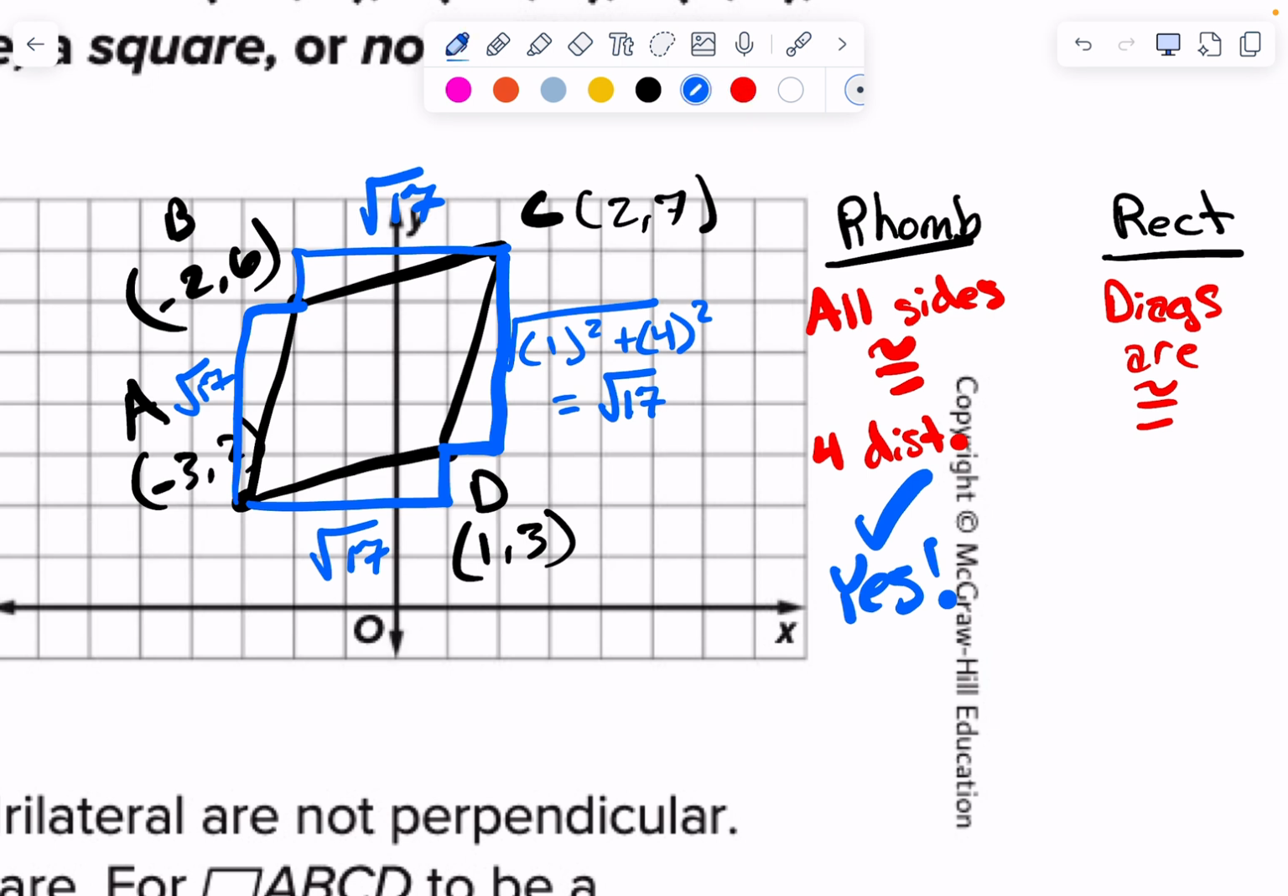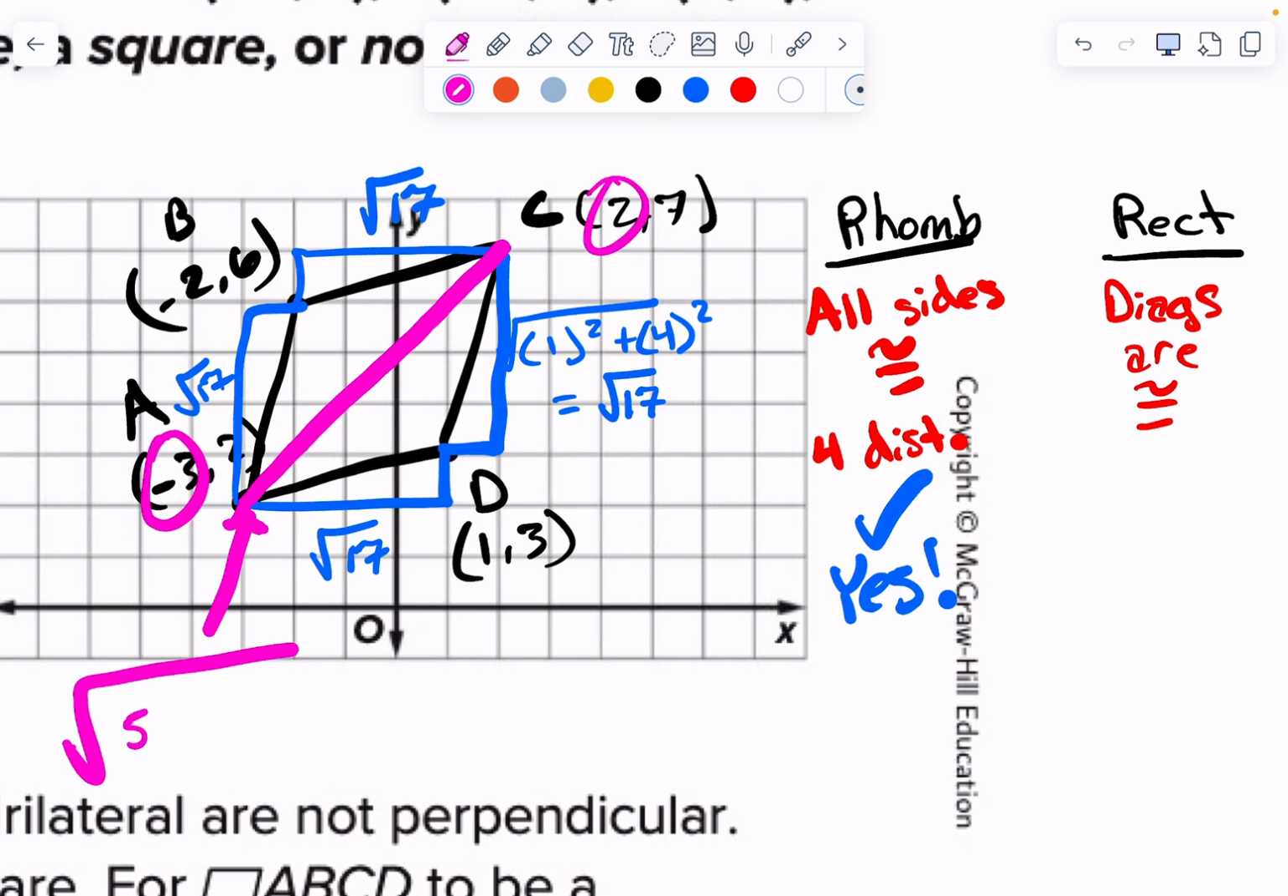I'm going to go this way from here to here and measure the distance of that one. So this one right here, the square root of, I'm going from -3 to 2, that's 5, and that's squared, plus, 2 to 7 is 5, so that's the square root of 50. So I have one diagonal that's the square root of 50.